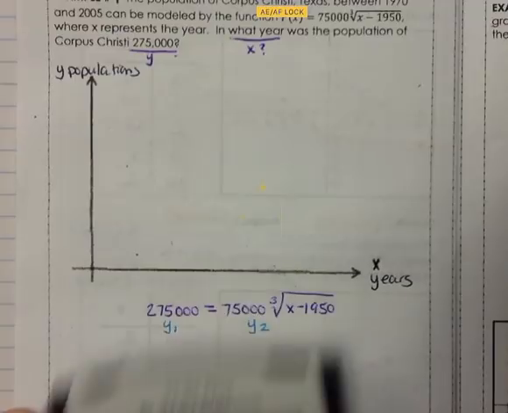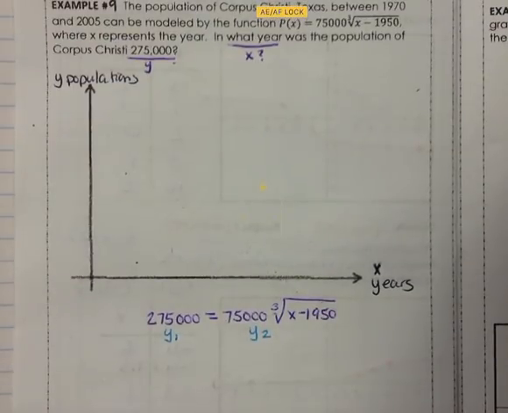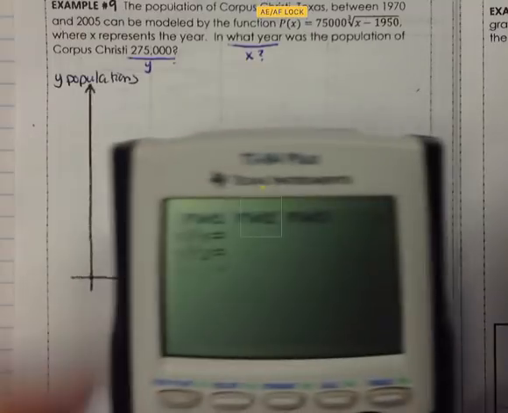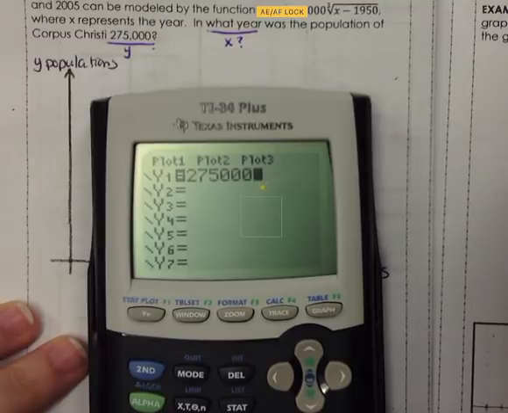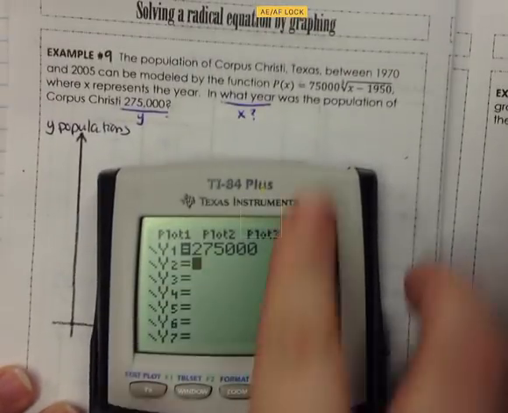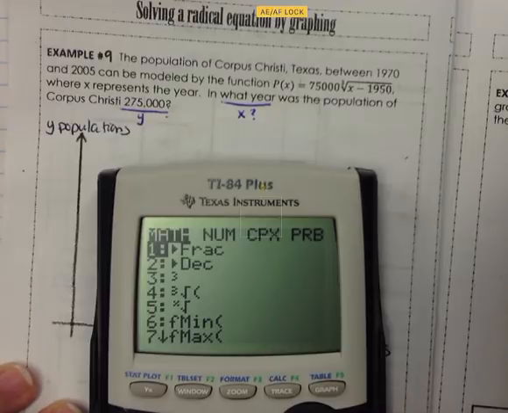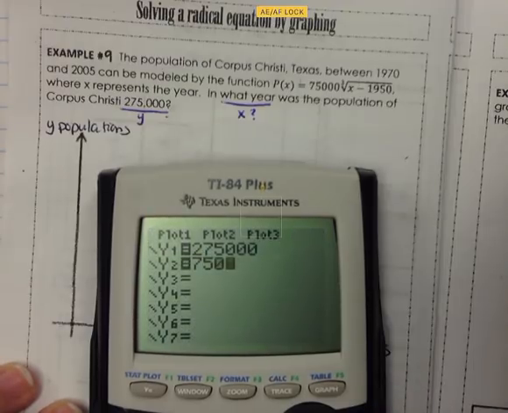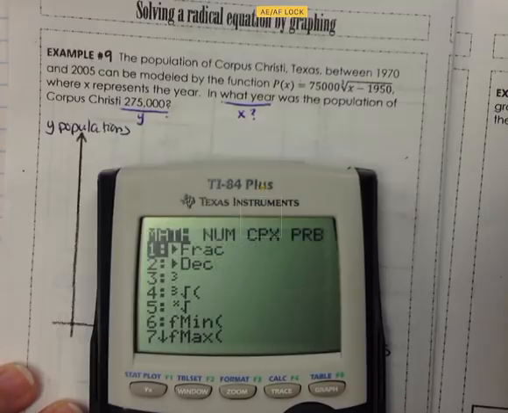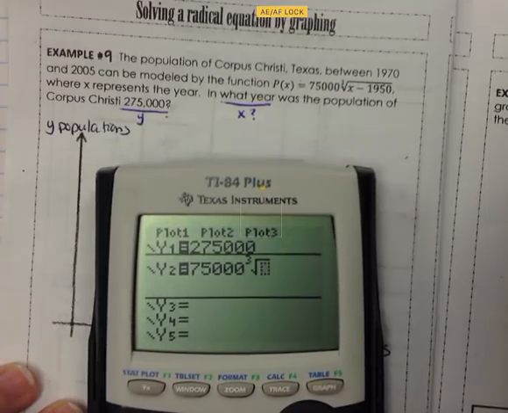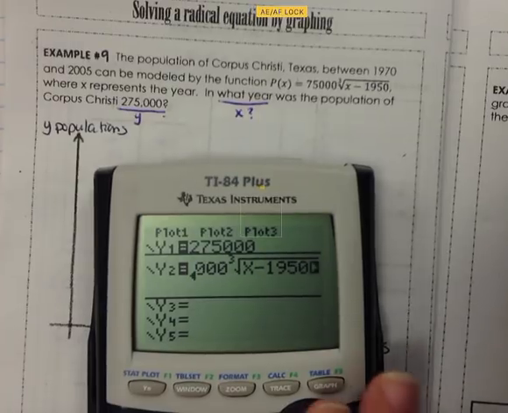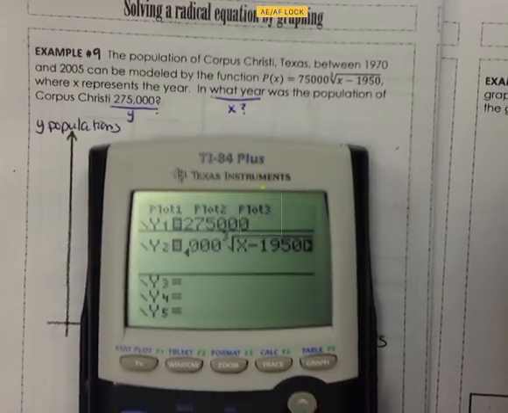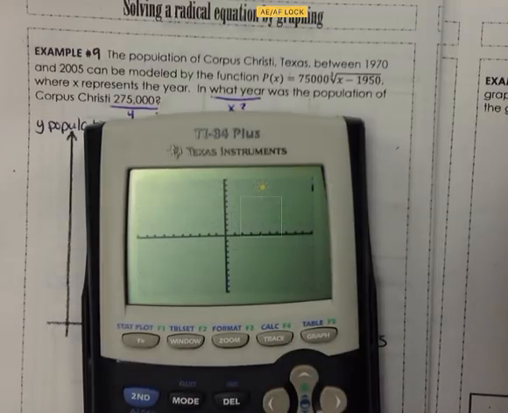If I go into my calculator, if I go to y equals and I graph, I want 275,000 in my first one. And then my second one, I want the original function, so I need to do the cube root: 75,000, math, the cube root, and then x minus 1950. Then if I press graph, it's loading.